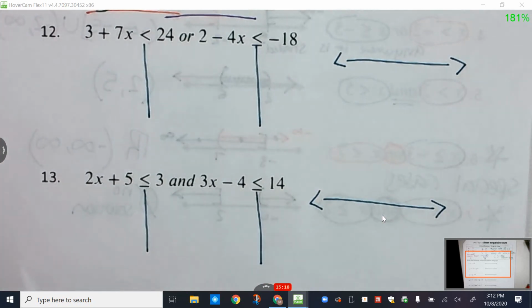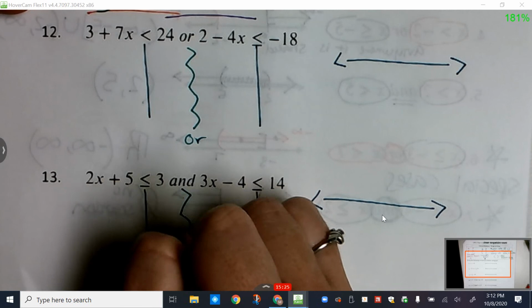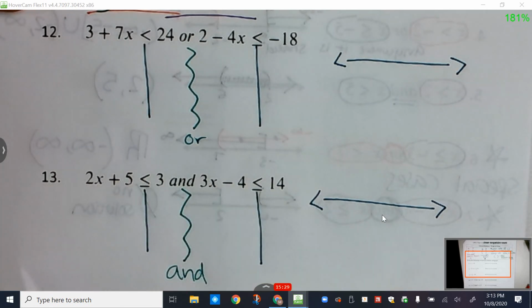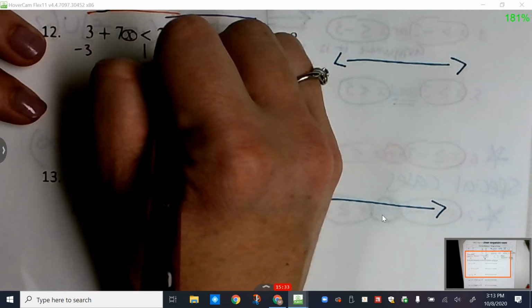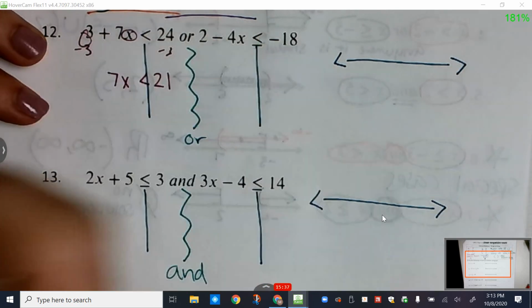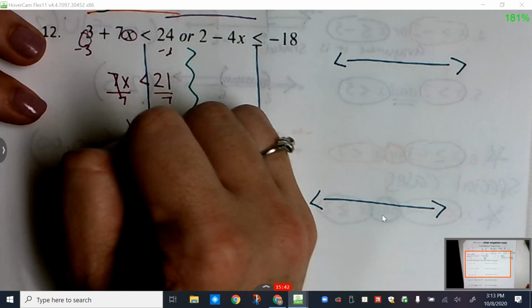Okay, so these are going to take one piece at a time. I'm going to separate the two so I can just tell the difference between my math. So here, getting x by itself, I'm going to subtract 3 from both sides. Get 7x is less than 21. Divide by 7, divide by 7. Get x is less than 3.